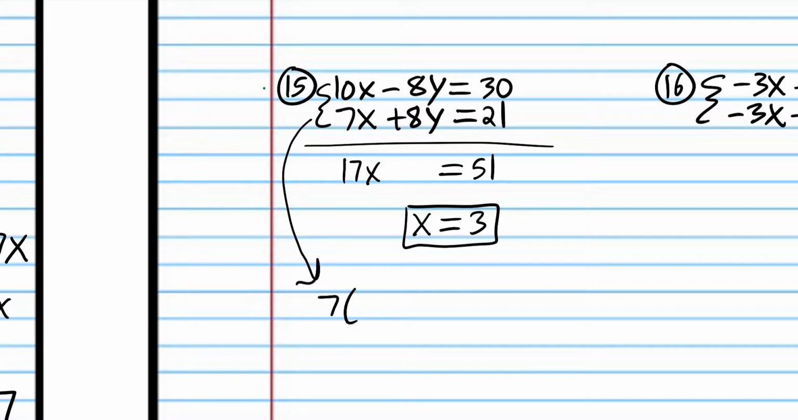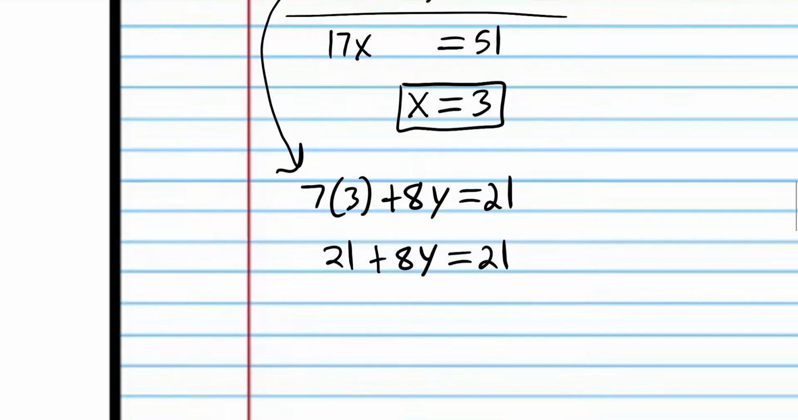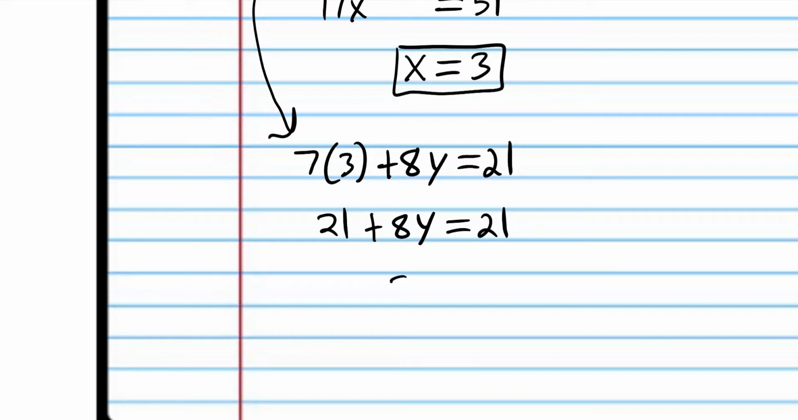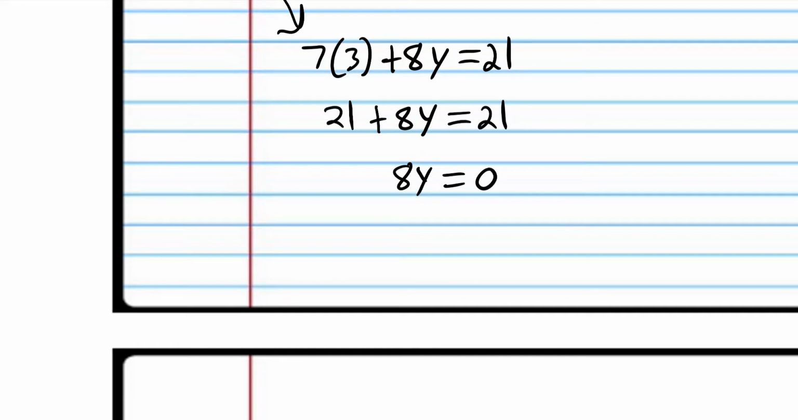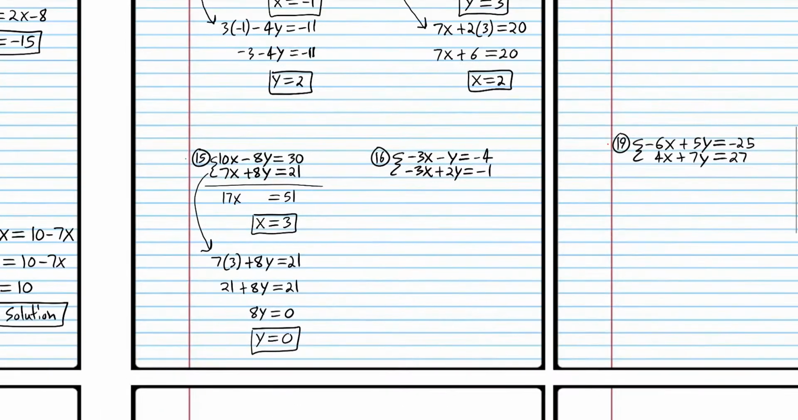So 7 times x, which we just found is 3, plus 8y is equal to 21. And then we have 21 plus 8y is equal to 21. Subtract 21 from both sides, and we get 8y is equal to 0. Divide both sides by 8, and we get y is equal to 0. So x equals 3 and y equals 0. So if you got that answer, good job.